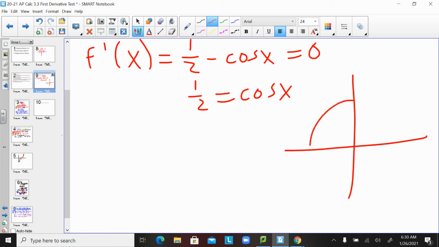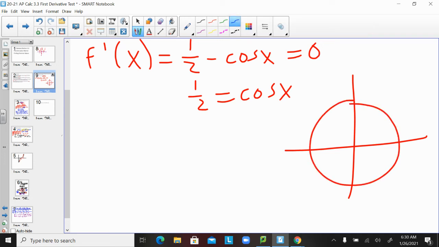Again, I'm always visualizing my unit circle. Cosine is the x value, so it'd be this 30-60-90 triangle right there, where that's a half, or down that way, so it'd be there, or there. So you've got to know that that's pi over 3 up there, and that's 5 pi over 3. There are my critical numbers.